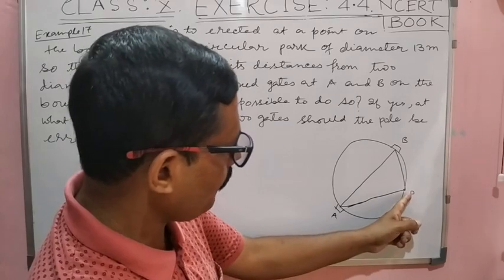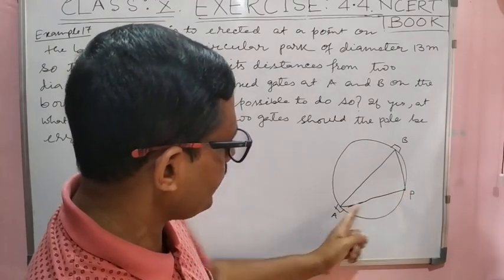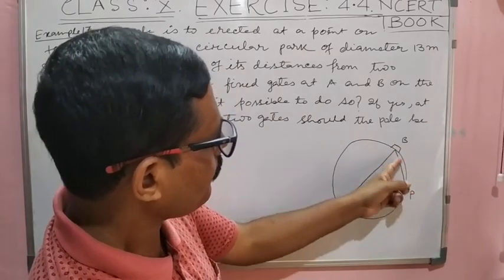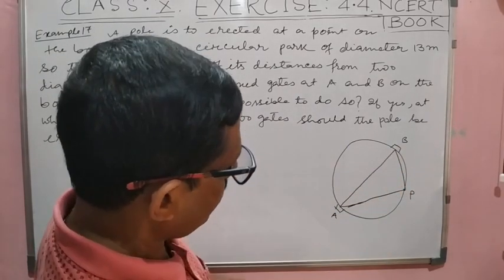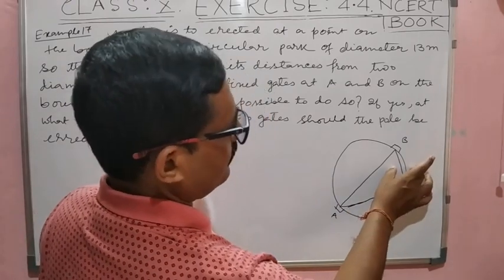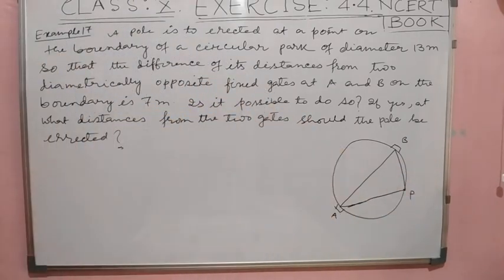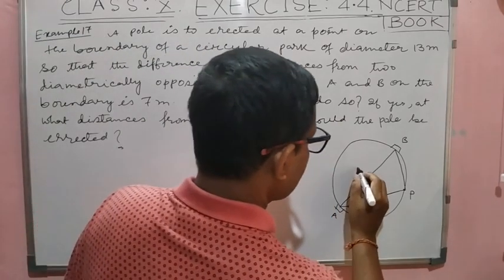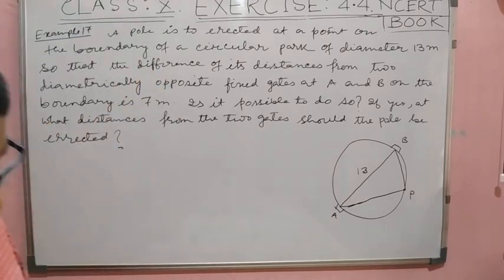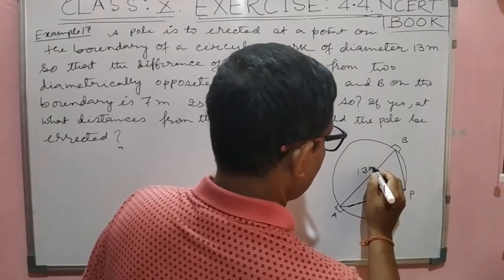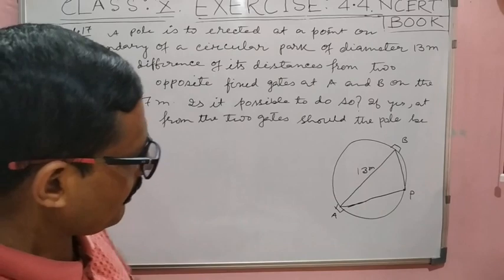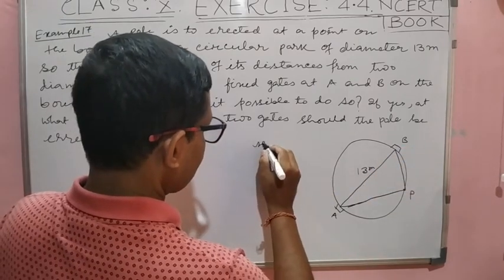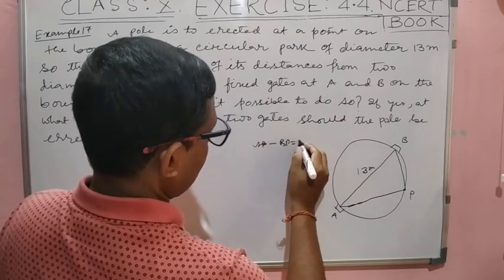This is the pole. The distance of this pole from this gate is AP, and the distance of this pole from the gate B is BP. The difference of these two distances is 7 meter. So we have to check whether this is possible or not. You are given this is 13 meter. And here the difference is given, that is AP minus BP equal to 7 meter.